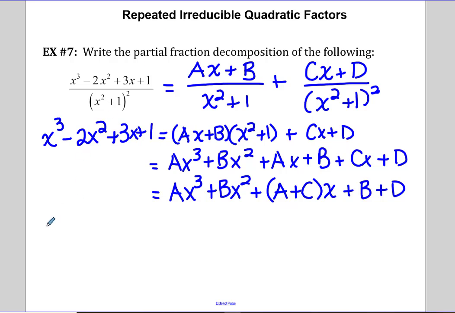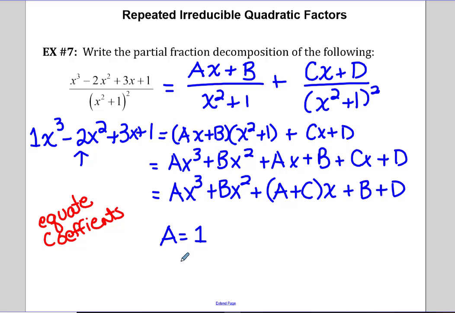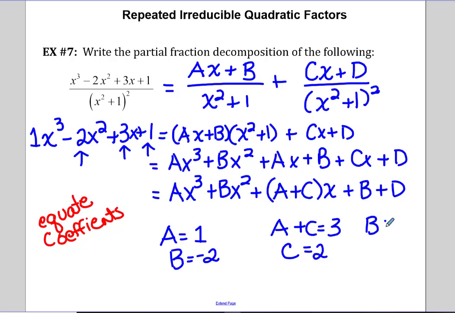So if we equate those coefficients, I'm going to make a little note here, equate the coefficients to the left side, then A is 1, because that's our cubic term, and B is negative 2, that's our squared term, and then the linear term, A plus C, is 3, but A is 1, so C is 2, and then B plus D is 1, but B is negative 2, so D is 3.